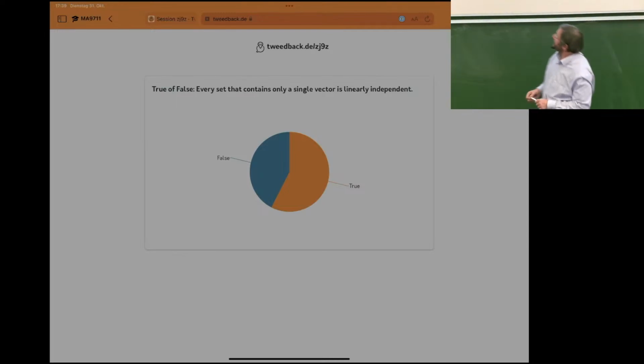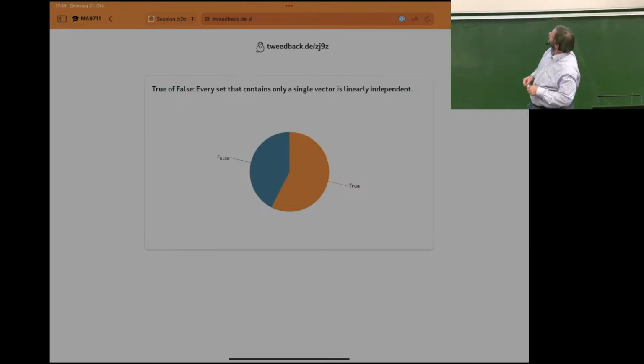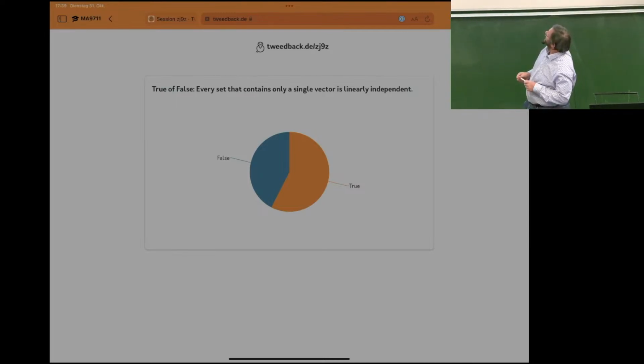All right, so most of you said this was true. Every set that contains only a single vector is linearly independent. Why would that be the case? Any argument to back you there? Or maybe any one of the false claims does have a counterexample? Yeah?